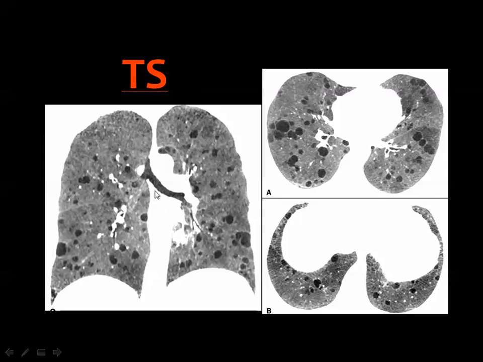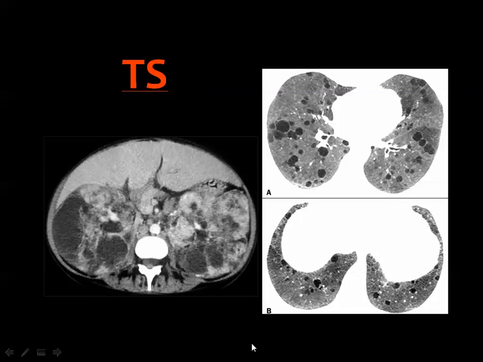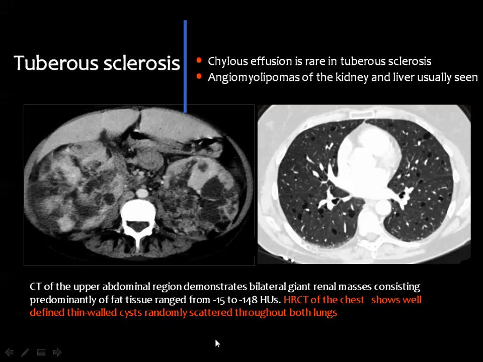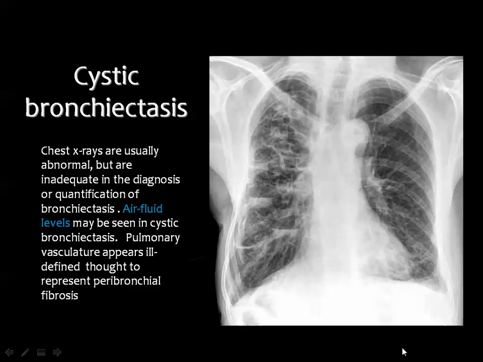And this is a case of multiple cystic lesions in a patient with tuberous sclerosis. If you know the clinical data of the patient, it is easy to reach the diagnosis. But of course, if you do not know the clinical data, this may simulate pneumocystis pneumonia, for example, if this is an HIV positive patient. In the abdomen, you can see the fat-containing lesions in both kidneys representing angiomyolipomas. And this is the case of tuberous sclerosis with lung affection and bilateral renal angiomyolipomas.